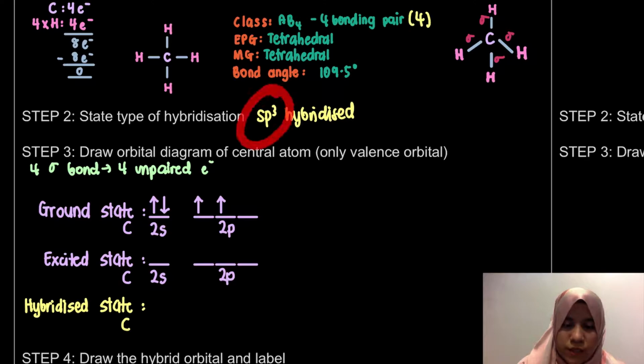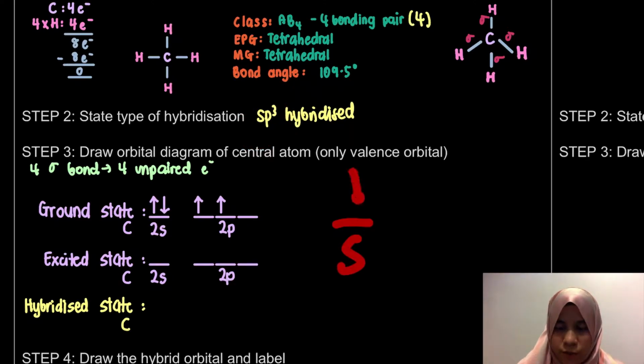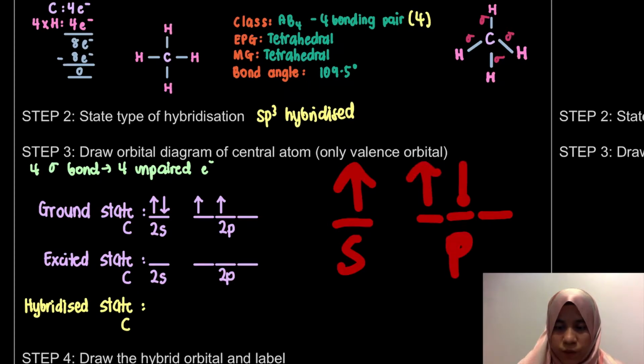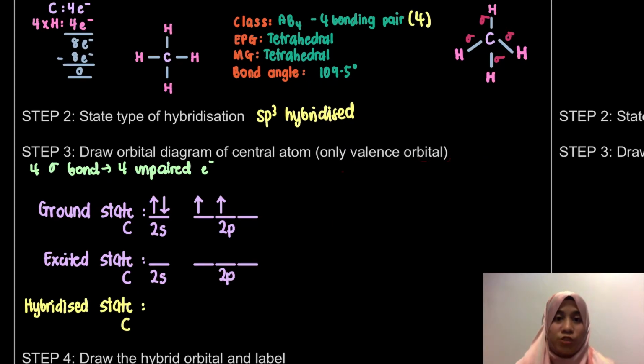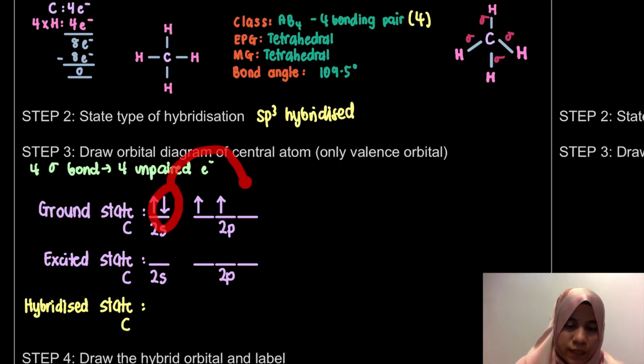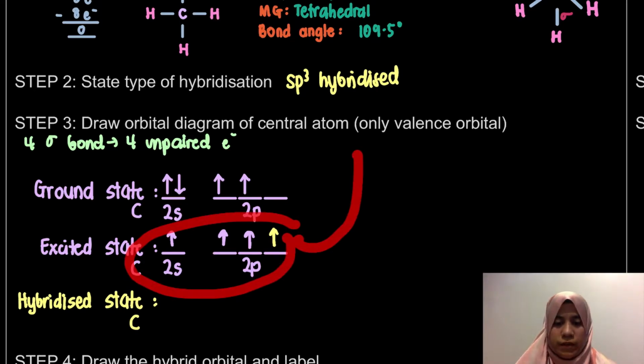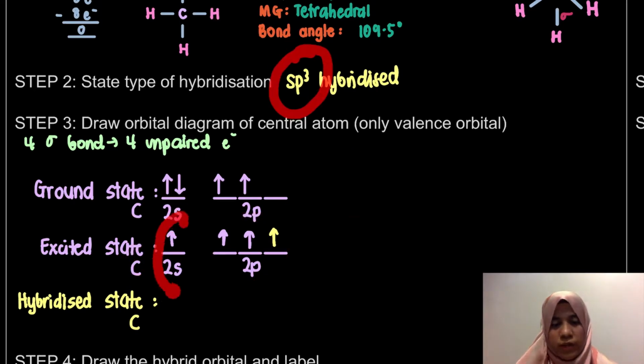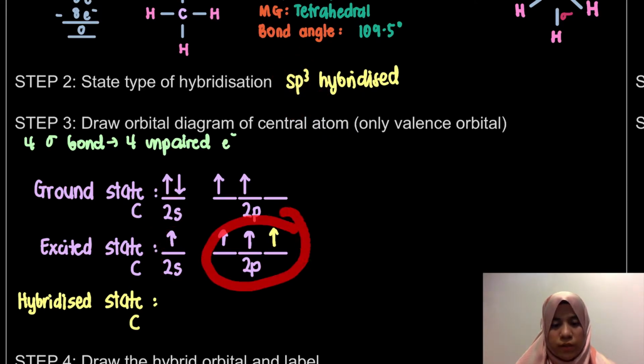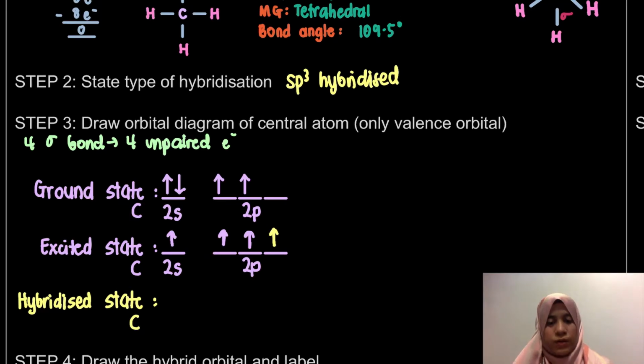So, since it is sp³ hybridized, so maknanya pada s orbital akan ada satu yang unpaired. Sini pun ada, p orbital pun ada 1, 2, 3. So, macam itulah akan jadi dia. So, the electron on our s orbital ni will be excited to the electron on my p orbital. So, dekat sini kita tengok is the same. So, nanti maknanya tengok sp³, one of the electron on my s orbital, and another 3 more in my p orbital. So, hybridized state of carbon.